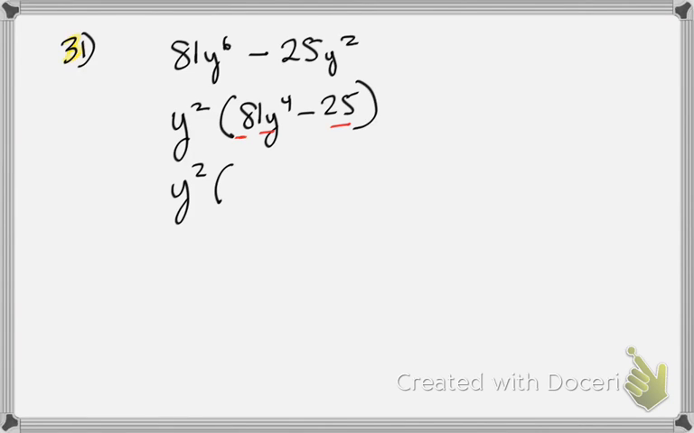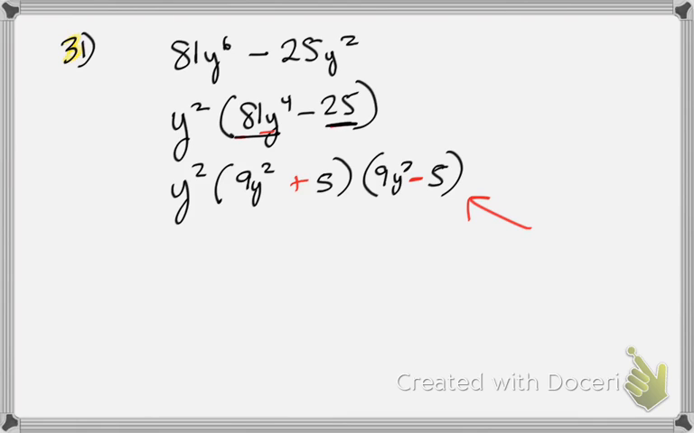So I have y squared, and now the root of this is 9y squared, 9y squared. The root of this is 5, and 5, one's a plus, and one's minus. All right, so am I fully factored? Can I break down this? Is this a difference of squares? No, because 5's not a perfect square. So that's my final answer, 31.